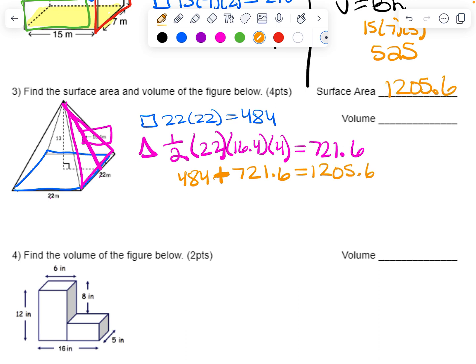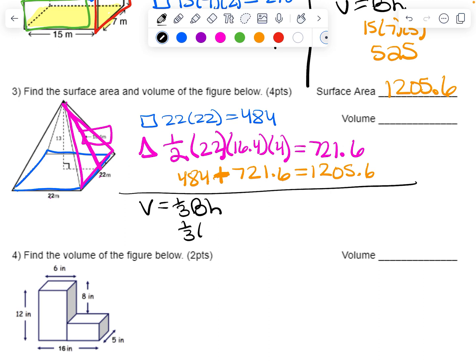So that's going to give us, let's do 484 times 13 is 6,292. We'll divide that by 3. And that's going to give me 2,097 and a third, 2,097.3 repeating. I also accepted 2,097.3. I was super generous with these answers here.